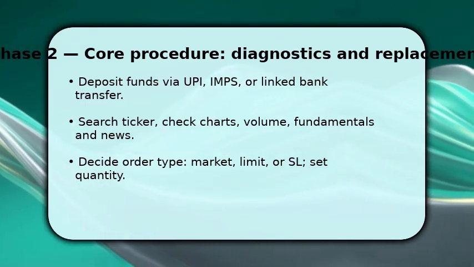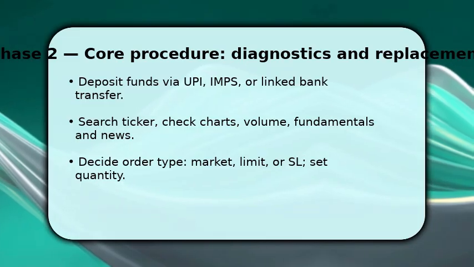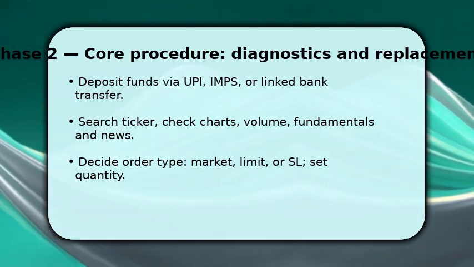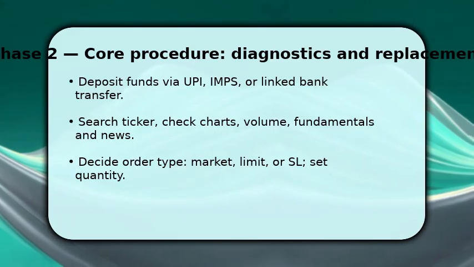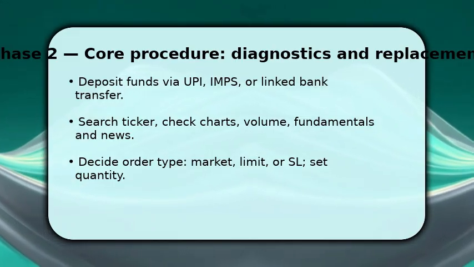Then decide order type: market for immediate fills, limit to control price, stop loss for protection, and set the quantity based on buying power and risk. Double-check values before you submit.